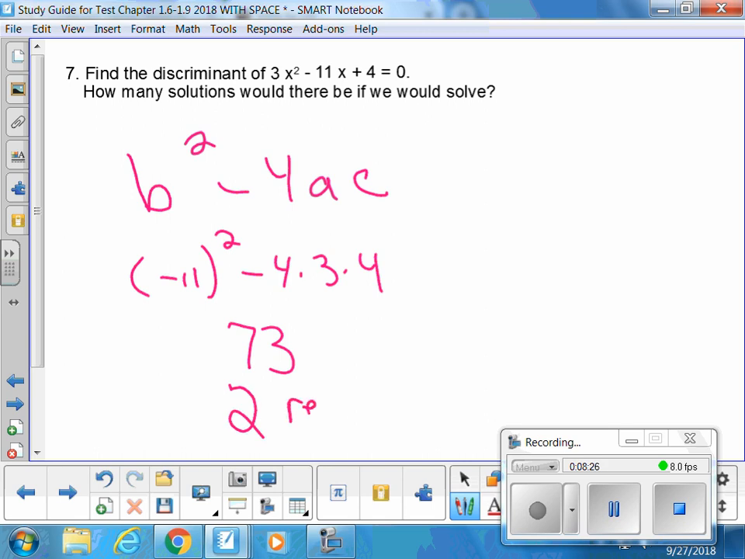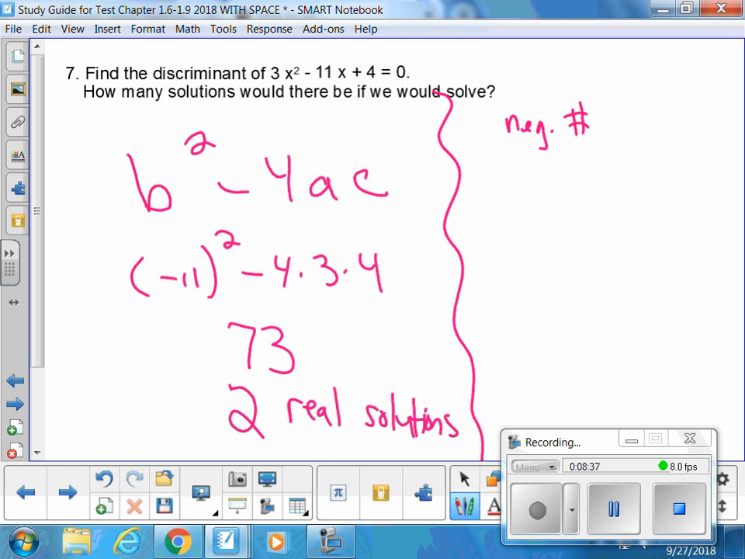2 real solutions. Let's just recap what else could happen tomorrow. If your discriminant ends up being a negative number, what does that tell us about our solutions? Well, the 2 imaginaries. And think about that. If you get a negative discriminant, like -16, and you have to square root it, it's going to give you an imaginary answer. Okay? So just kind of think through it.